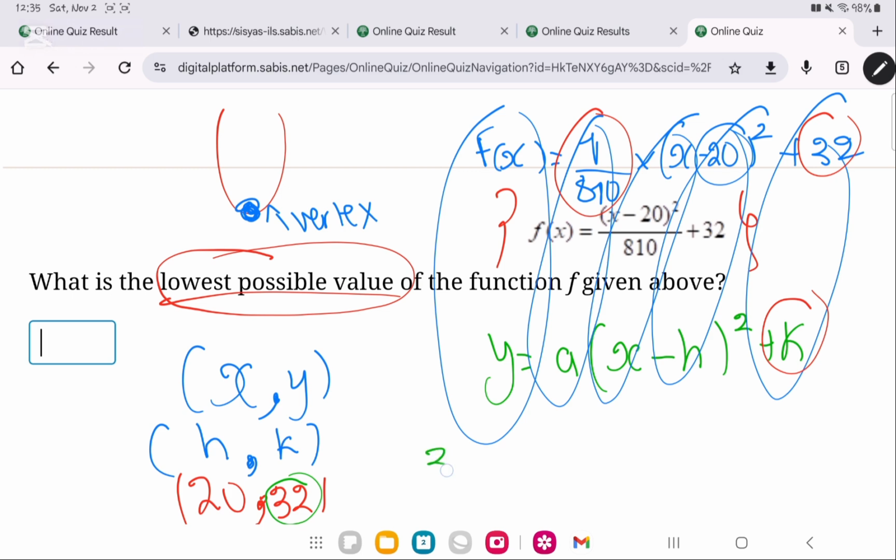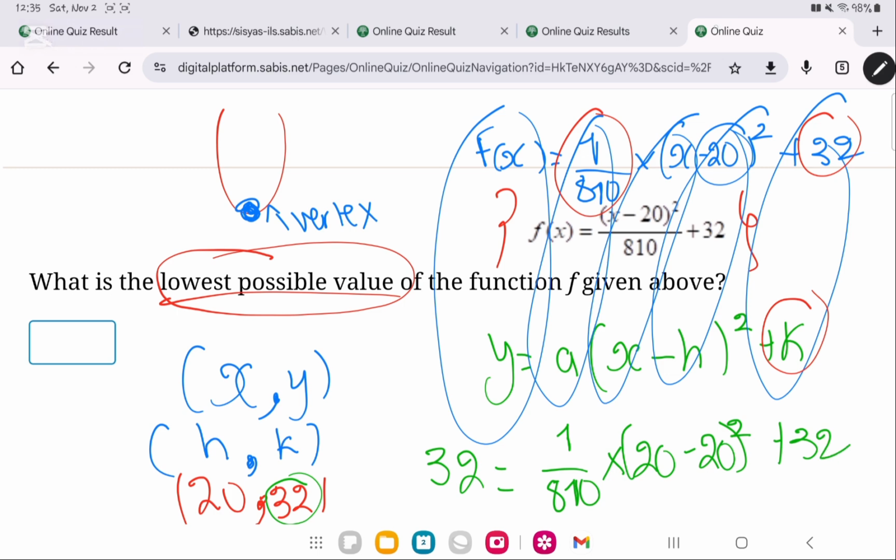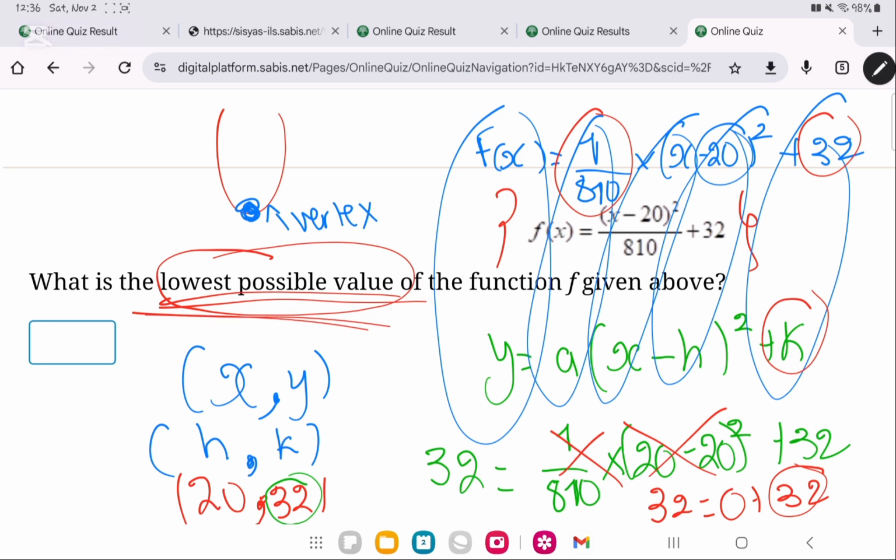If you substitute them, you're gonna get 32 is equal to 1 over 810 times (20 minus 20) squared plus 32. Then 20 minus 20 is 0, and then anything times 0 is 0, so now you get 32 is equal to 0 plus 32. So then we get that 32 is our lowest possible value.